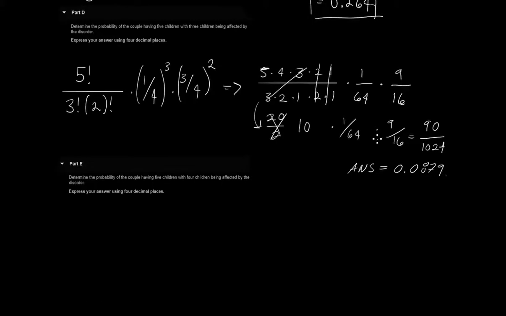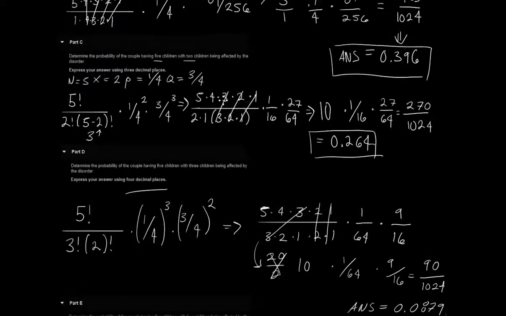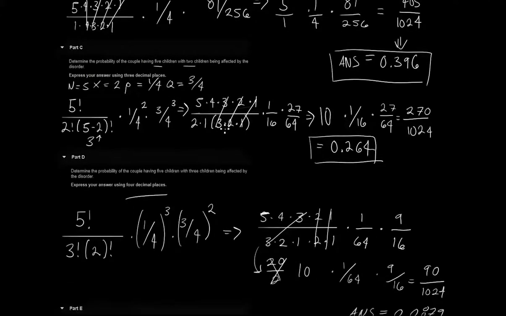Our answer is going to be 0.0879. And also be careful here. It's asking us to express our answer to 4 decimal places, whereas over here, you can see that part C is asking us to do 3 decimal places.